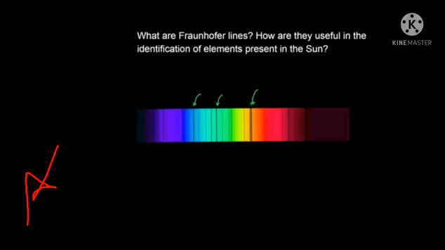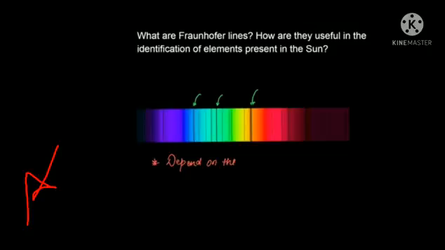Now, why are these Fraunhofer lines formed? To understand this, keep in mind that these dark lines are dependent on the property of the medium. Whenever a radiation passes through a medium, the medium absorbs some of the radiation. So these dark lines are formed due to that absorption by the medium. So the thing which we need to keep in mind is that these dark lines depend on the medium.